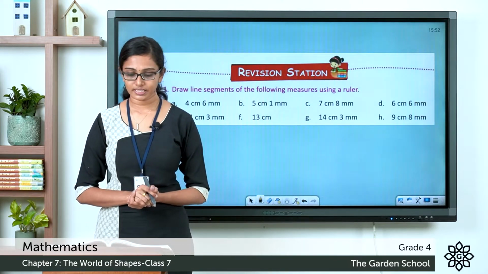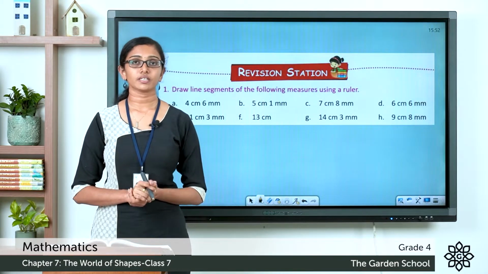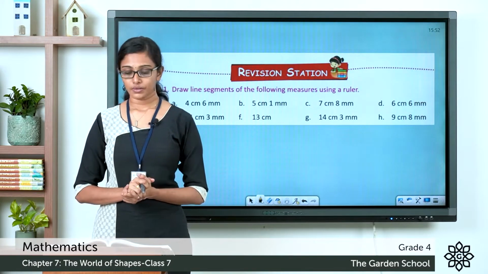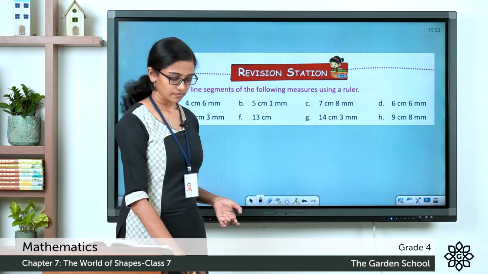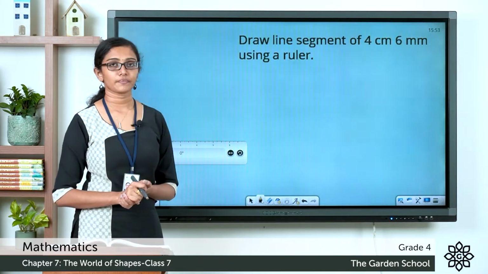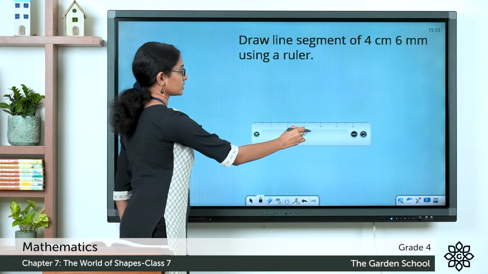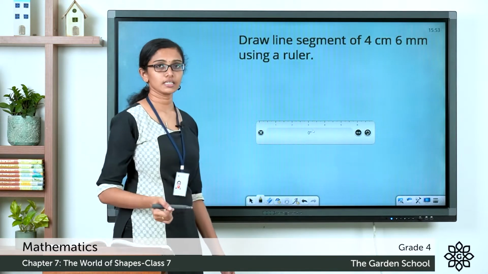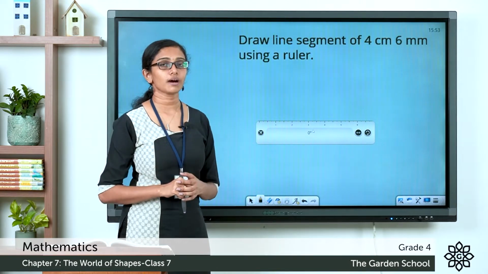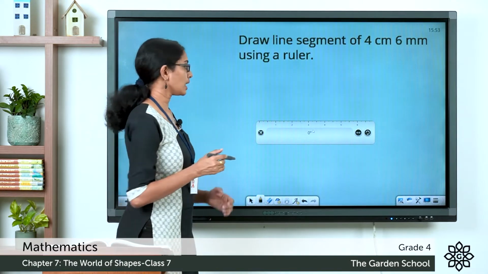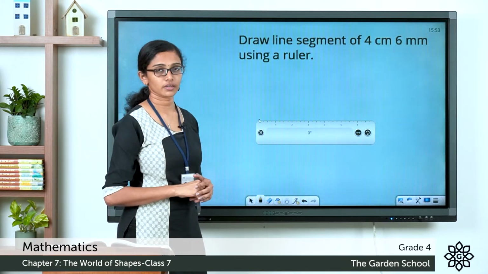So what's the first question? Given the length of the line segment is 4 cm, 6 mm. So I hope you have your ruler, a pencil and your notebook with you ready. So what is the first step? Keep the ruler properly in your notebook. Now take your pencil and where do you start measuring? You have to start measuring from the zero marking on the ruler. So you have to put a point corresponding to the zero mark of the ruler in your notebook.